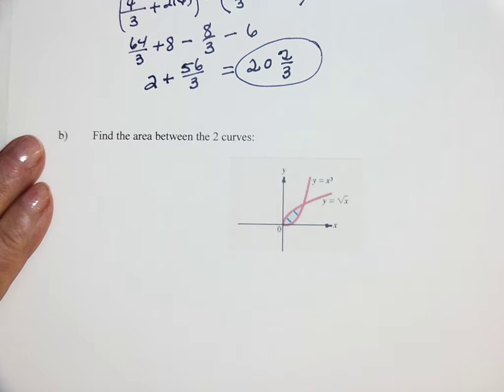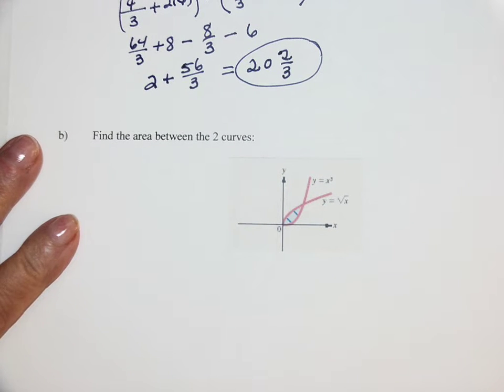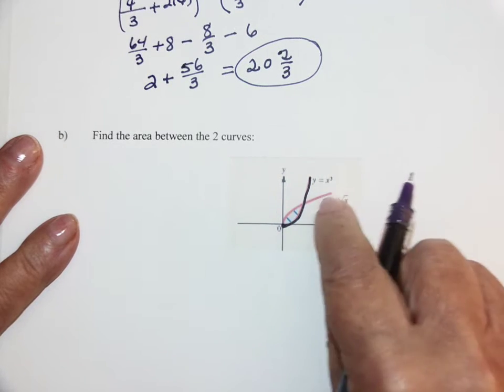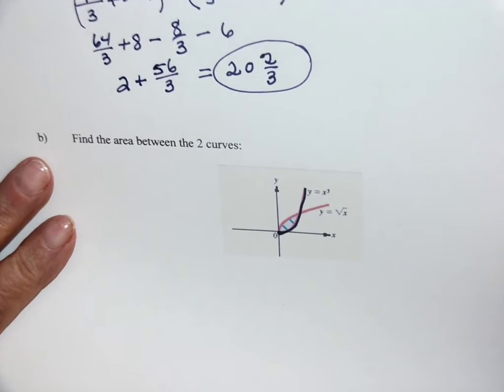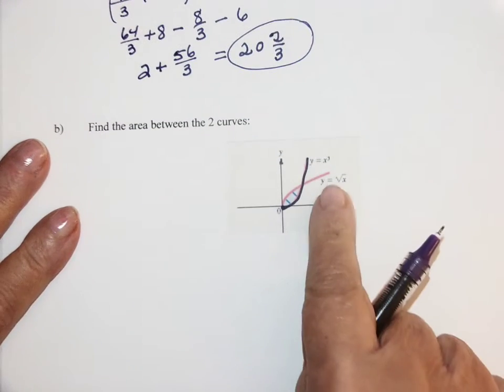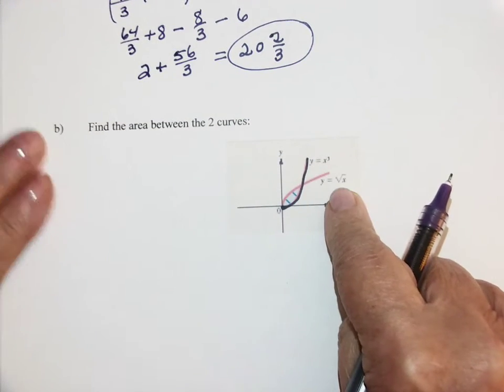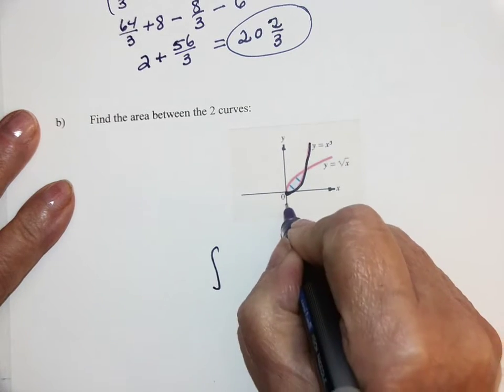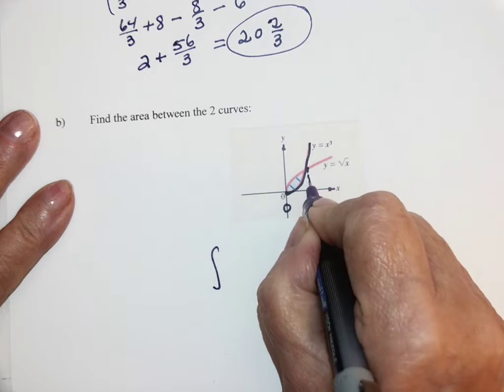Now find the area between two curves, and I'm going to just mark this lower curve, change the color, and that ends up being x cubed, I do believe. The upper curve is square root of x, lower curve is x cubed. So this is the integral from 0 to, and I don't know what that number is.